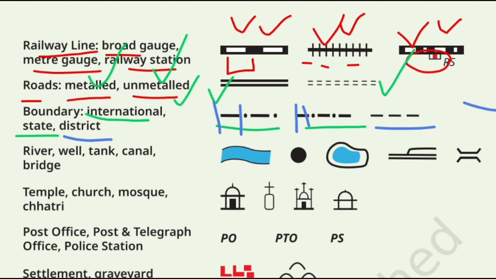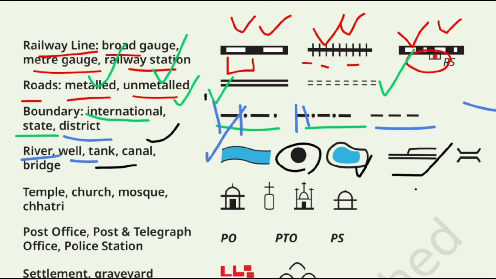Then river is in blue color. You can easily identify anything related with water, usually represented in blue color. Then well means that particular black circle, a solid circle filled with black color. Then tank is represented again with blue color, that particular water portion, and there is a boundary also given. Then canal is here. This is a canal.